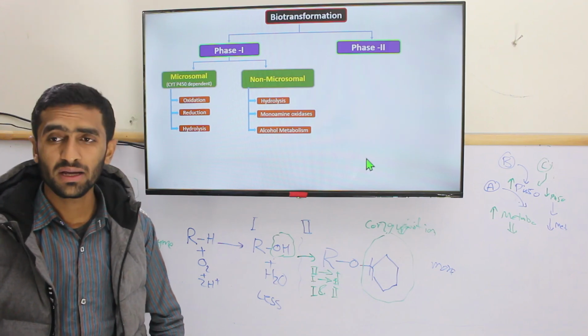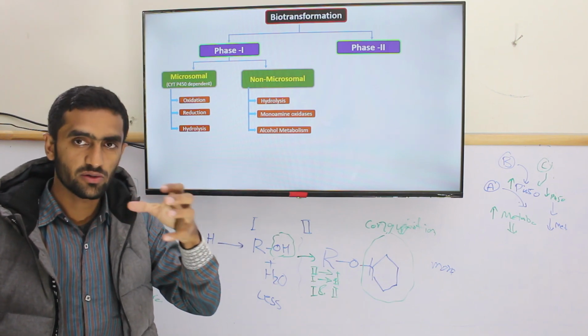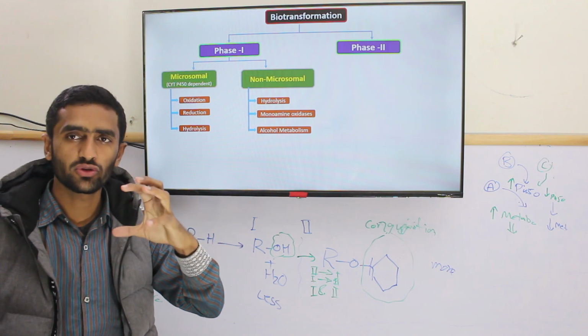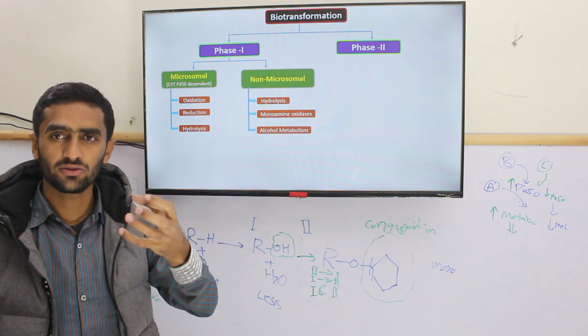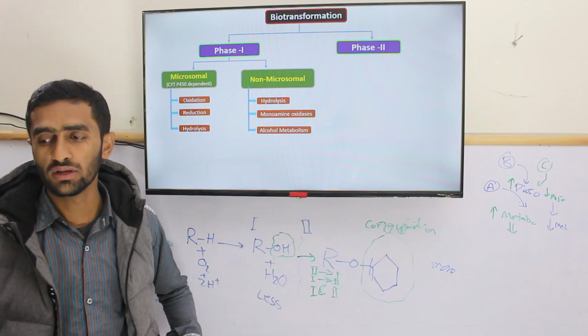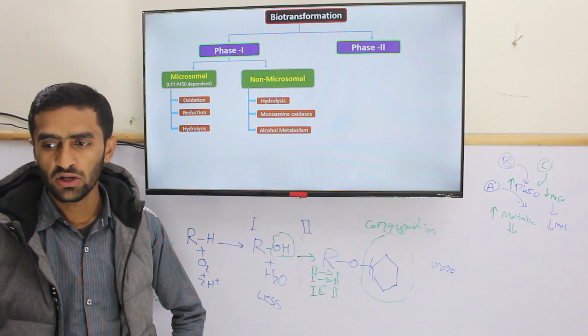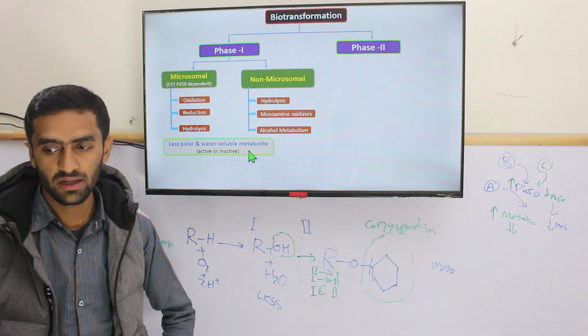Why do we call them microsomal? Because this cytochrome P450 enzyme lives in the smooth endoplasmic reticulum. They look like microsomes, so that's why we name them microsomal and non-microsomal. What is concerned, they make the metabolite less polar and more water soluble.